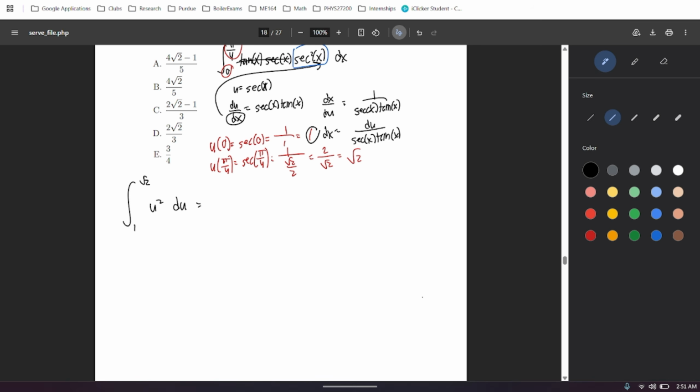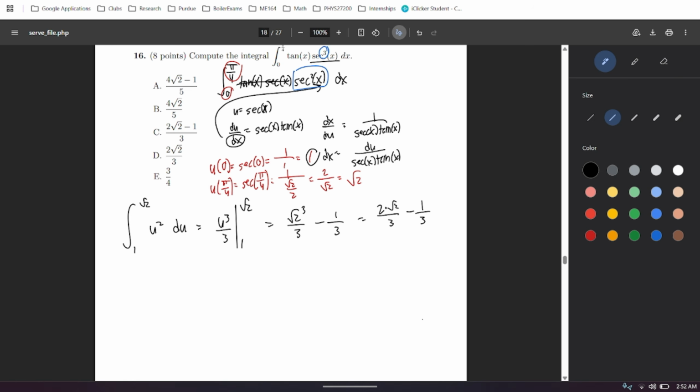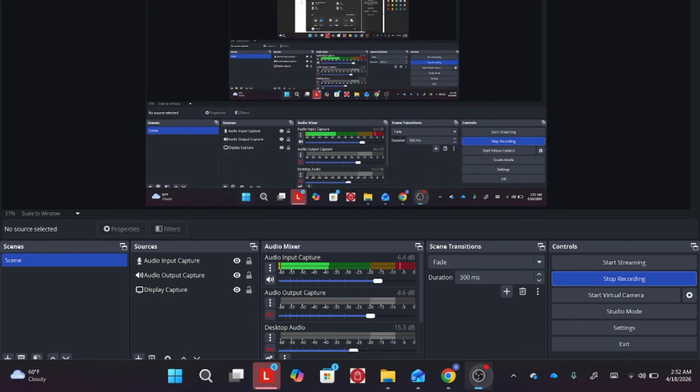This is a simple power rule integration: u cubed over 3 from 1 to root 2. Now this is just simple bounds. This will become root 2 cubed over 3 minus 1 over 3. That becomes 2 times root 2 over 3 minus 1 over 3. You could represent this as 2 root 2 minus 1, all of that over 3, and that perfectly matches answer C, which would be the answer to this problem.